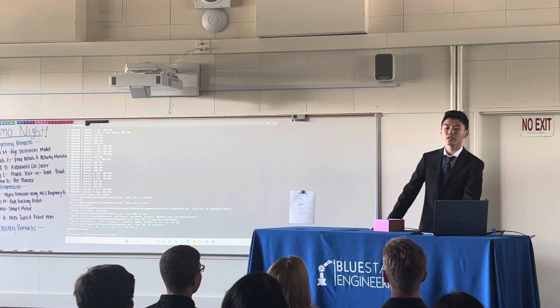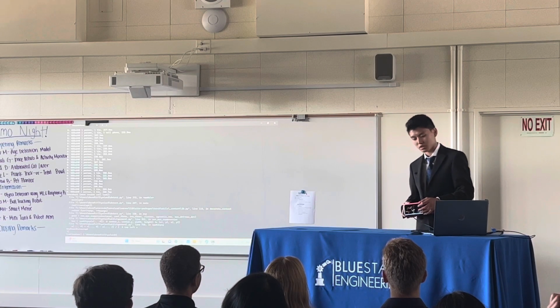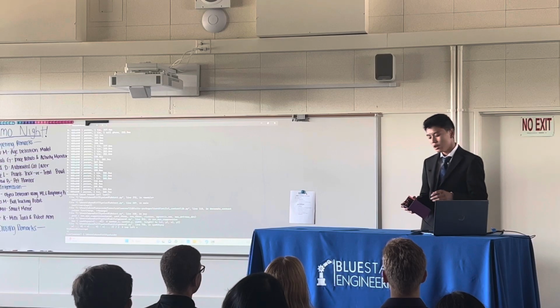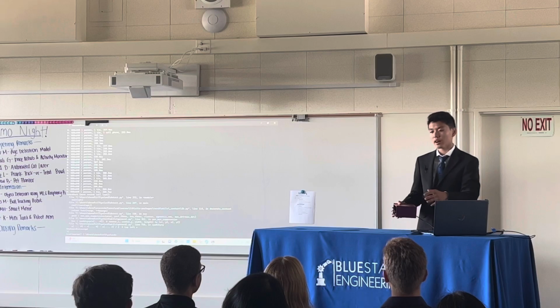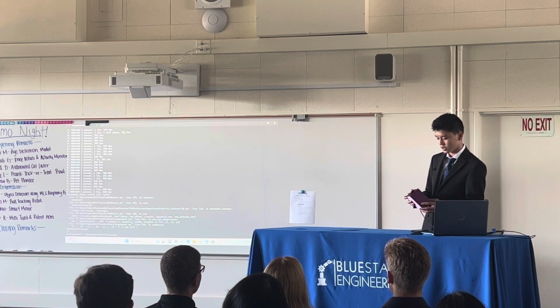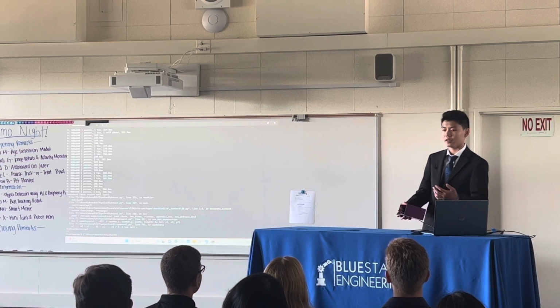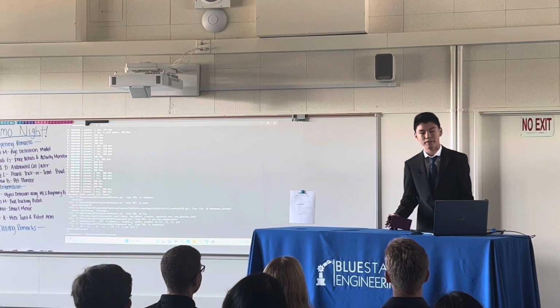I'm a rising senior at Homestead High School, and this is my project, the automated cat laser. It's a laser on some servo motors that moves around randomly and shines a laser on the ground so that cats can just run around and play with it. I chose this project because I own two cats, and I wanted a way to entertain them while I was not available.